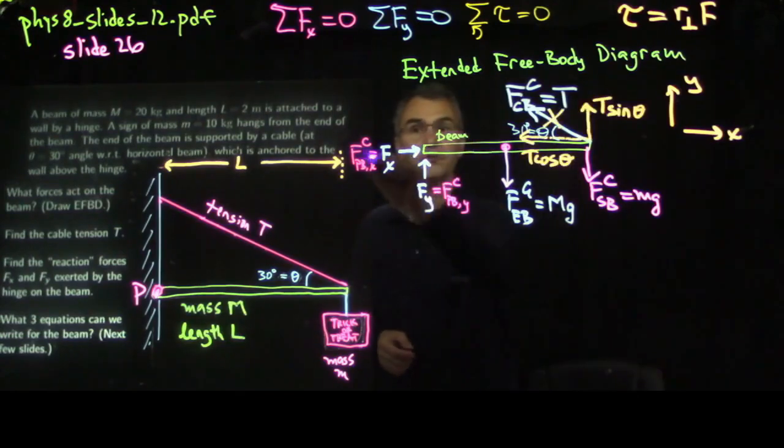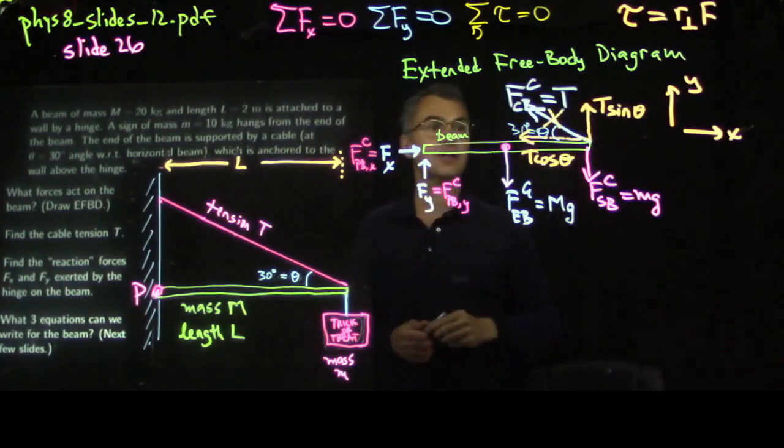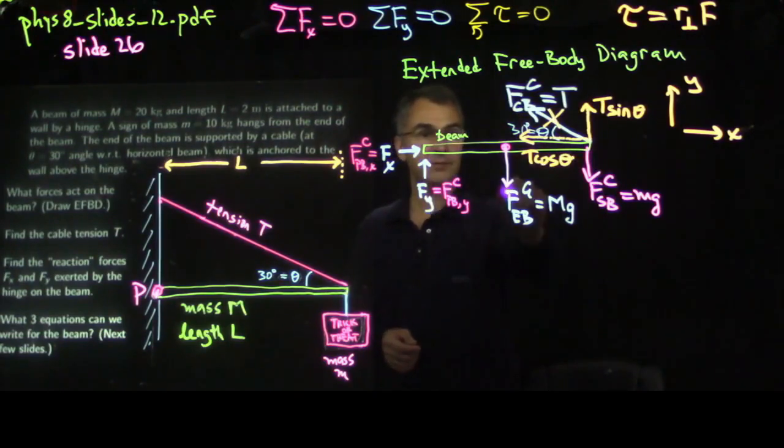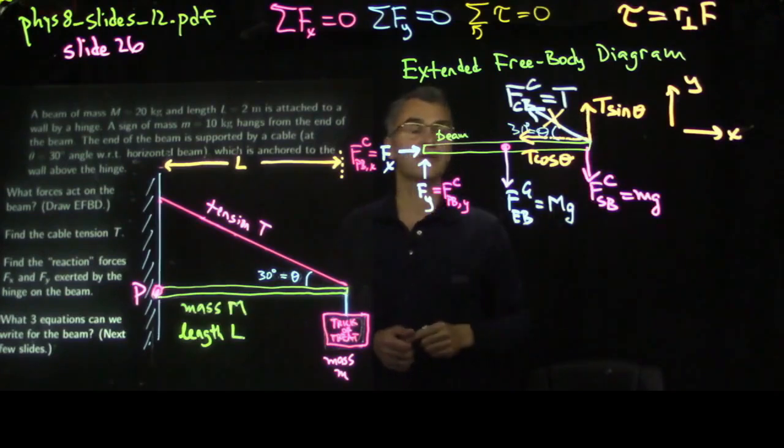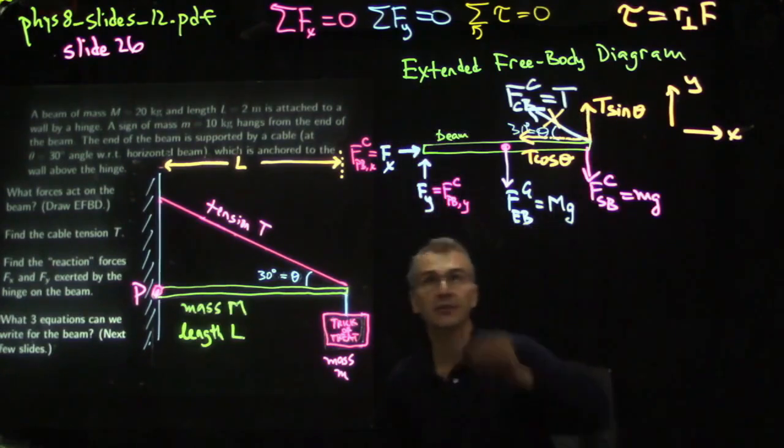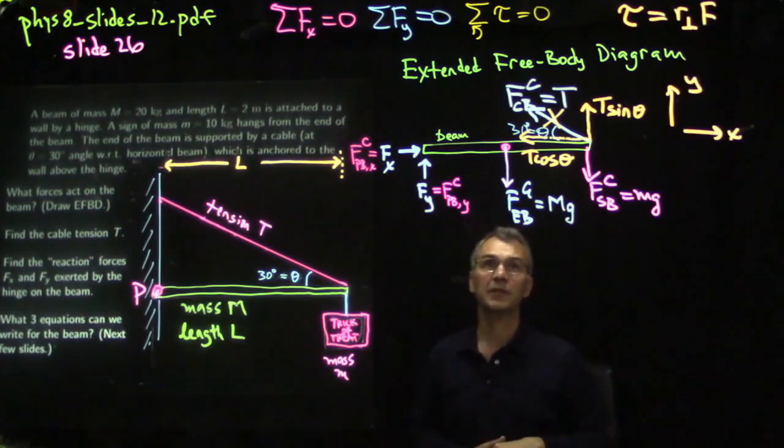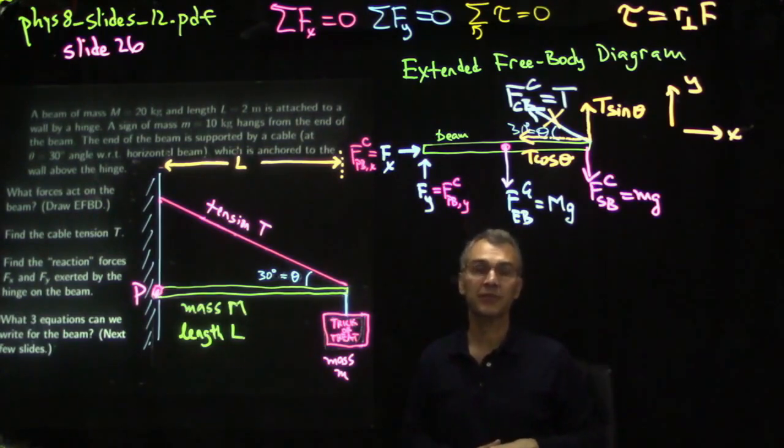Okay, we have horizontal forces Fx and T cosine theta. We have vertical forces Fy, big mg, little mg, and T sine theta. Now in this problem, there is a natural choice of pivot at this point P. We could use other pivots, but since we have such a natural pivot, let's do that.